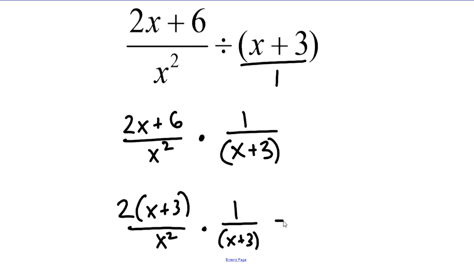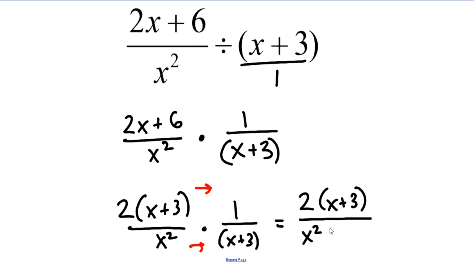Now, how do I multiply fractions? I multiply straight across. I'm left with 2x plus 3. The 2 and the 1 multiply, so the 2 is just absorbing the 1. Down below, I get x squared over x plus 3.